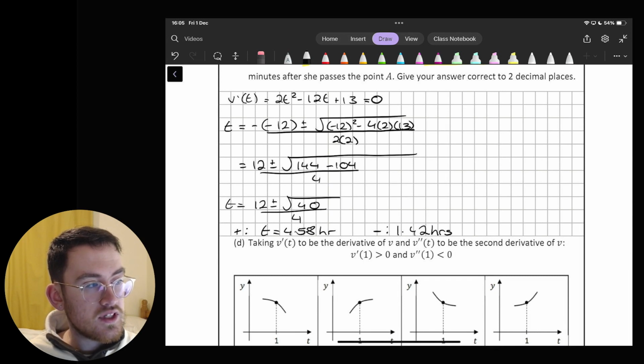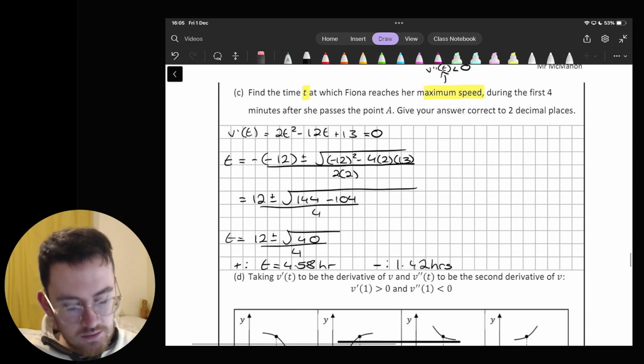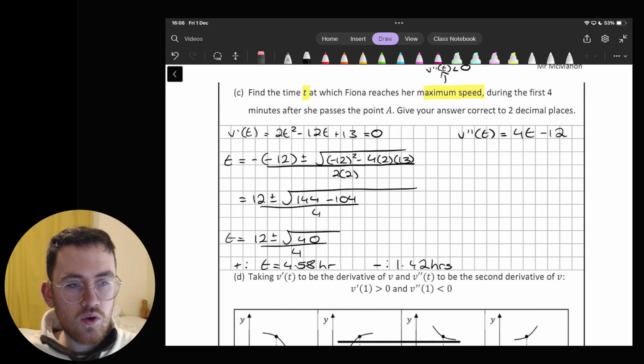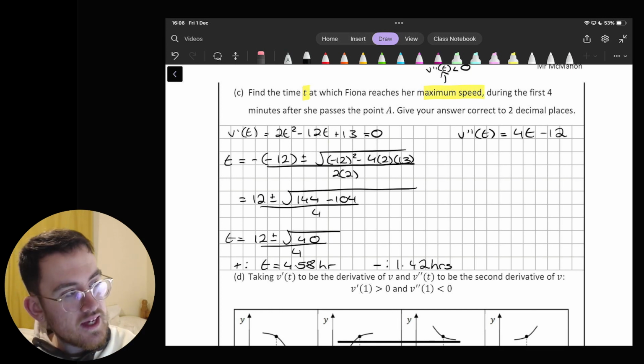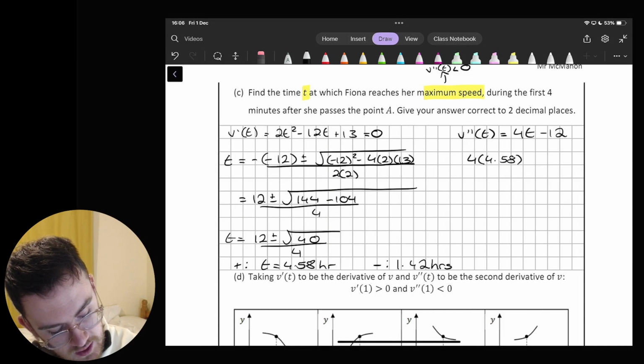If we're told in this question that we're looking for the maximum speed, we're going to have to use our second derivative to confirm whether these values give me a maximum or a minimum. So getting my second derivative here, I'm going to substitute in both of these points to see what they give me.